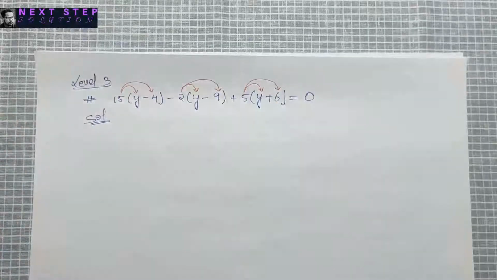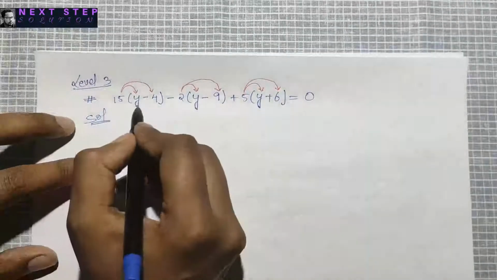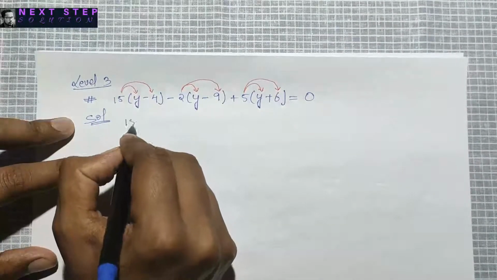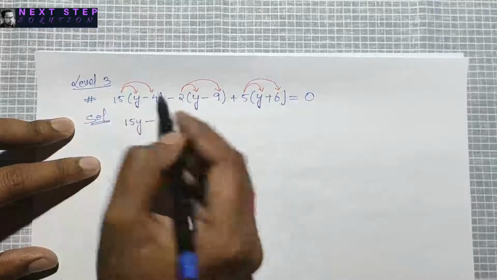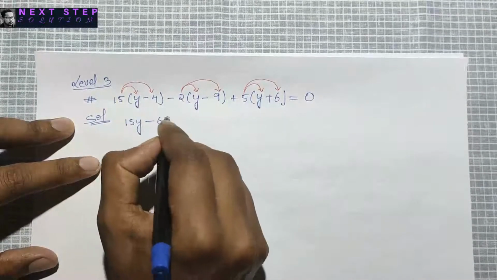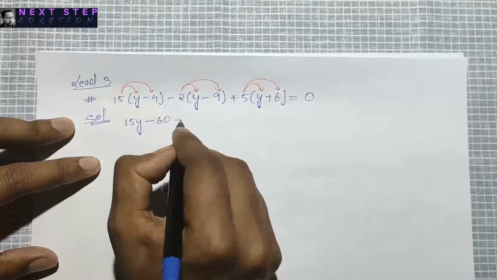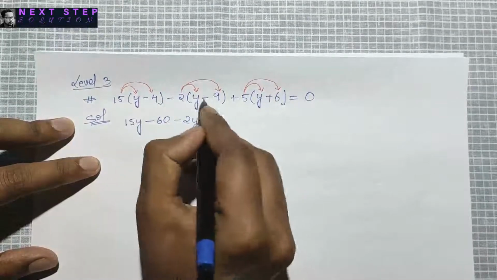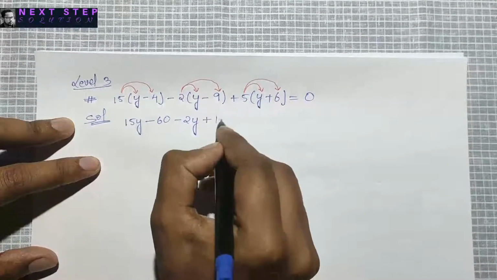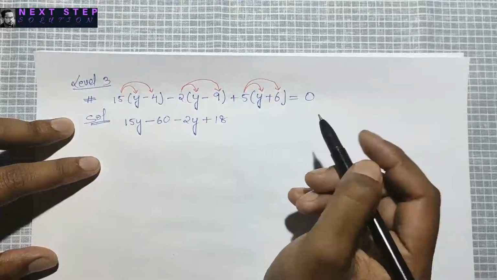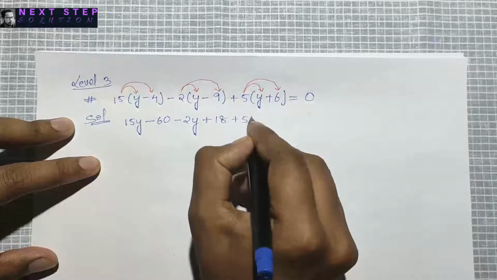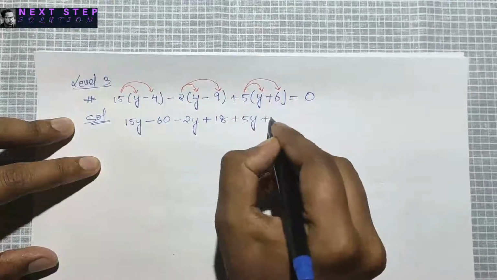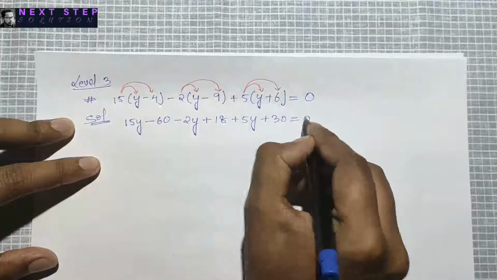Now if you multiply this, we have 15 multiplied with y, we'll get 15y, minus 15 if you multiply with 4, we'll get 60. Then minus 2 into y will give you minus 2y. Then minus 2 into minus 9 will give you plus 18. Then 5 into y will give you 5y. 5 into 6 will give you 30 equals to 0.